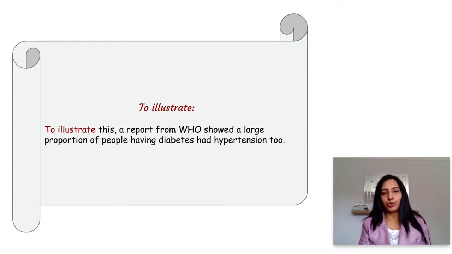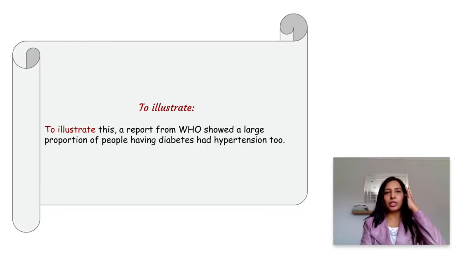Then it's to illustrate. To illustrate means to show. It's a nice way to give your example in the paragraph. Like to illustrate this, a report from WHO showed a large proportion of people having diabetes had hypertension too. Most of the times it's used in the beginning of the sentence.